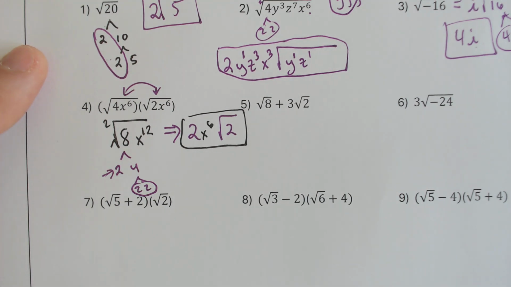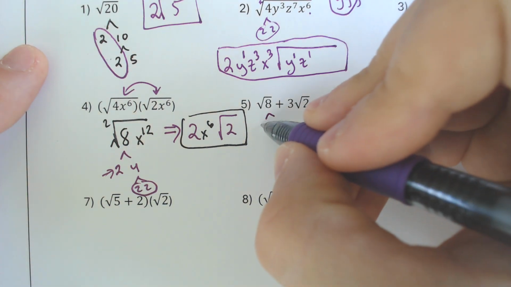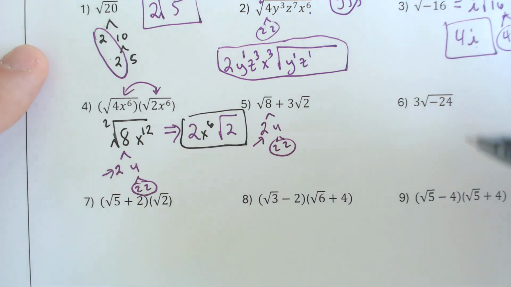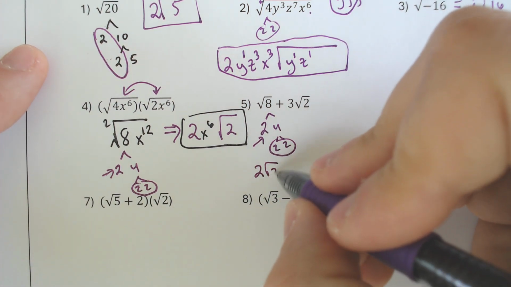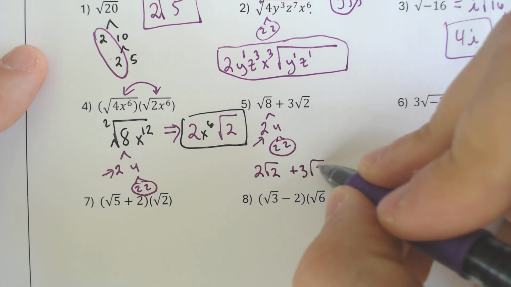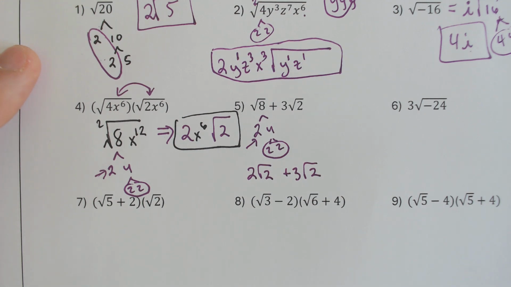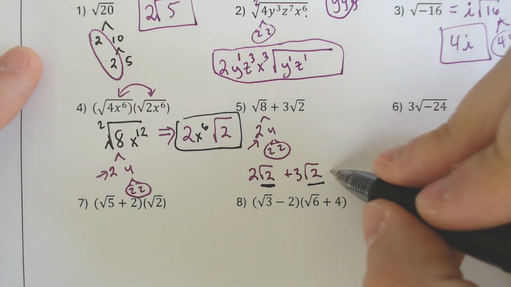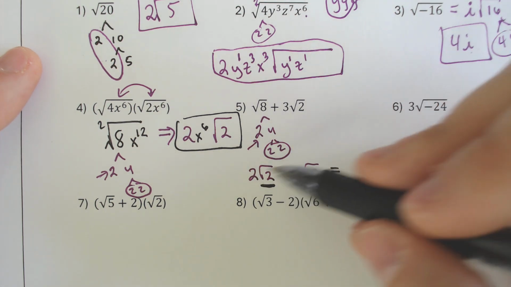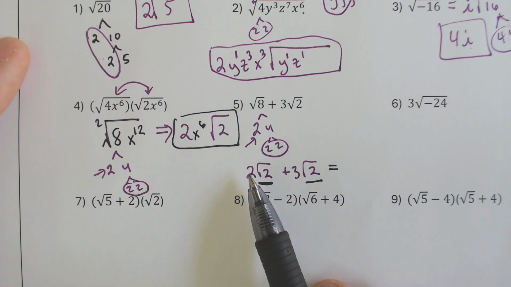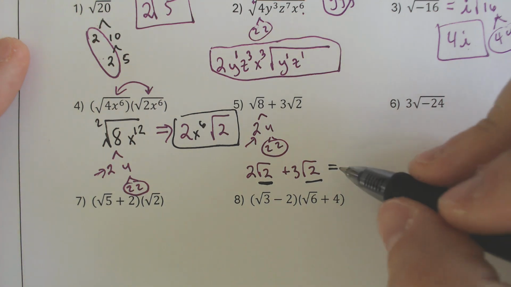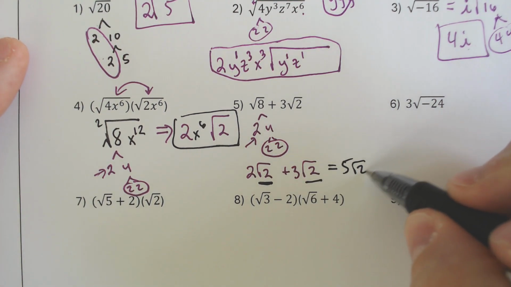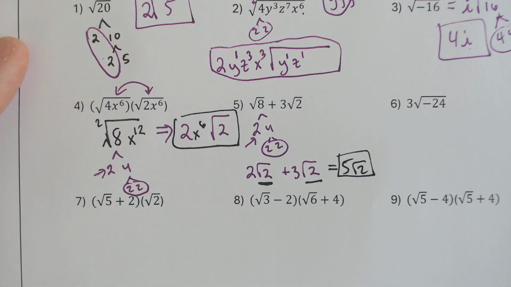What you have to do first is break down the 8, which we've already done: 2 and 4, 2 and 2. You've got a pair of 2s and 1 left over. That makes this 2 square root of 2 plus 3 square root of 2. As long as the radical part is the same, then you can add, but you're not adding what's underneath, you're adding what's on the outside. So you can think of this as like 2x plus 3x, that makes 5x, but the x in this case is square root of 2. So this is going to be 5 square root of 2.